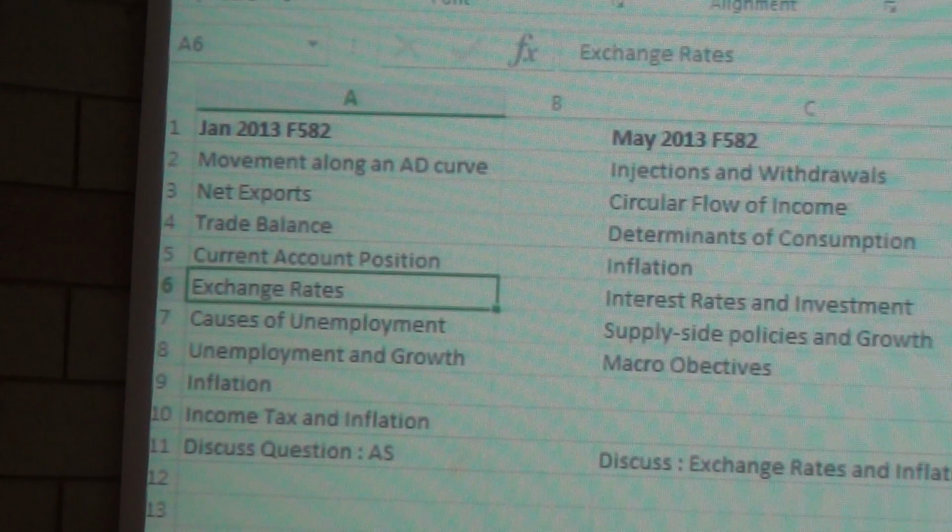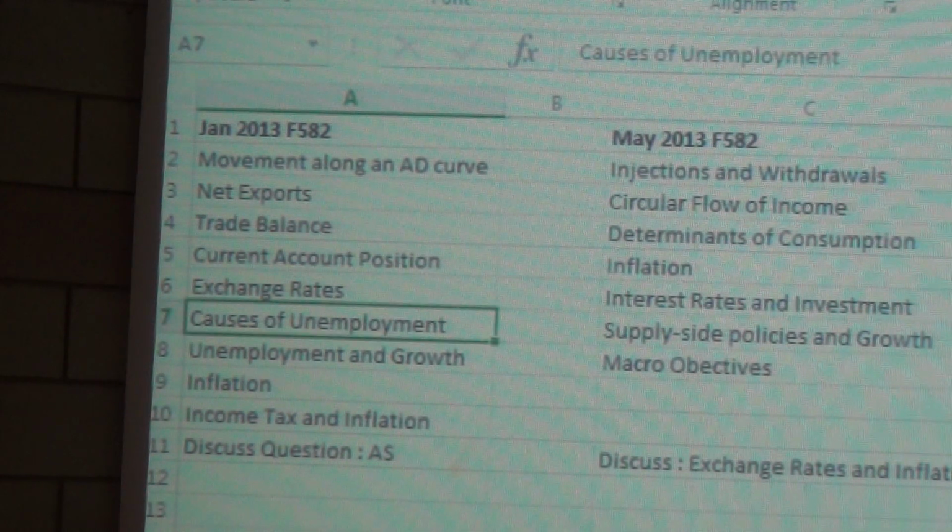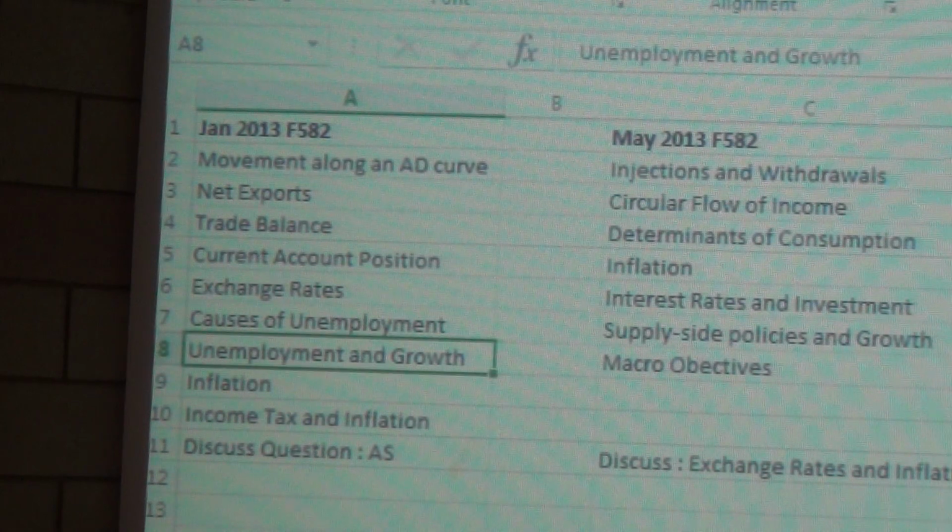There was a demand and supply question on exchange rates. There was a question asking you to identify different causes of unemployment, so you should be familiar with the frictional, casual, seasonal, structural, cyclical and regional causes. There was a further question about unemployment and growth, whether both can be achieved at the same time. Is it desirable, obviously, to have growth, and what will the impact be on unemployment, I think was the question.